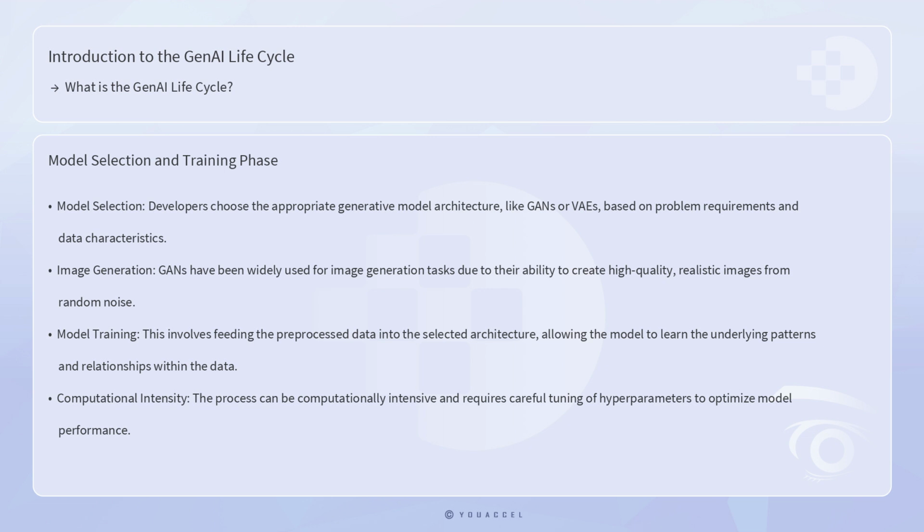The next phase involves model selection and training. During this stage, developers choose the appropriate generative model architecture, such as generative adversarial networks or variational autoencoders, based on the problem requirements and data characteristics. For example, GANs have been widely used for image generation tasks due to their ability to create high-quality, realistic images from random noise. Model training involves feeding the pre-processed data into the selected architecture, allowing the model to learn the underlying patterns and relationships within the data. This process can be computationally intensive and requires careful tuning of hyperparameters to optimize model performance.